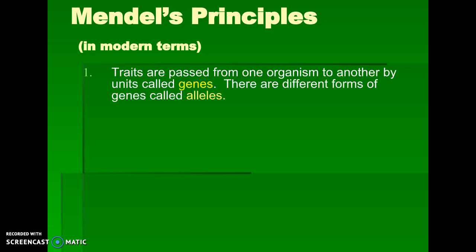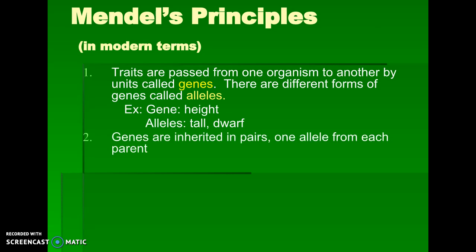Now, alleles is an important term because a lot of people get it confused with a lot of other terms. But make sure you pay attention to what it's saying. There are different forms of genes called alleles. All right. An example would be height. The gene is height, and the allele could be tall or dwarf. So the gene is the actual trait, height, and there can be different forms of that gene, tall and dwarf. Those are the alleles.